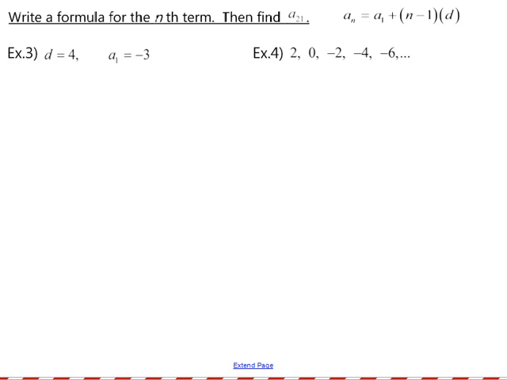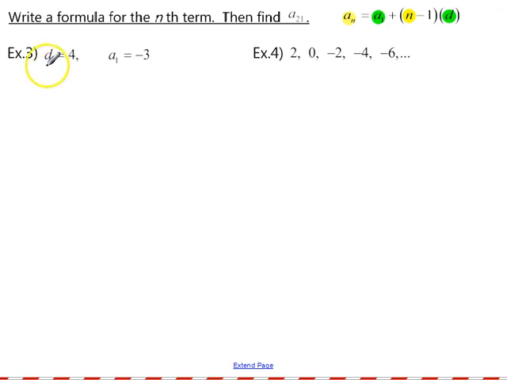In example 3 and 4, we want to write a formula for the nth term, then find A sub 21. So this is the general formula we're given. We need to write a rule for A sub n, so that's going to stay. And then we also want to be able to substitute in whichever term number we're looking for. So A sub n and n will stay as variables. So we really need to find A sub 1 and D, substitute those numbers in, and then simplify this formula.